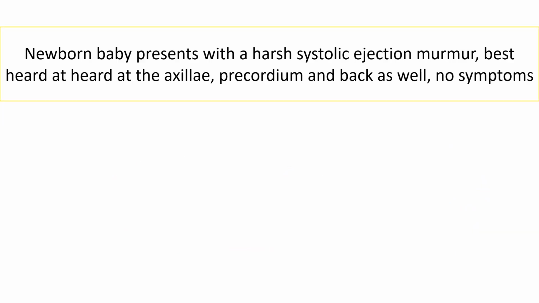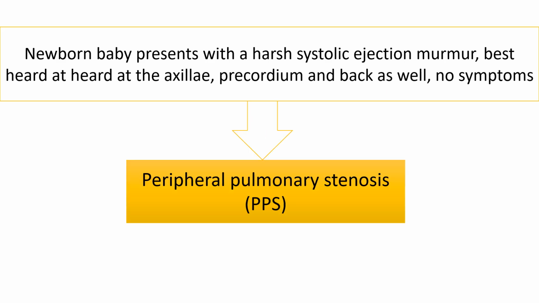A newborn presents with a harsh systolic ejection murmur, best heard at the axillae, precordium, and back as well. No symptoms. What is the most likely cause? Peripheral pulmonary stenosis. This is common, very benign, and usually self-limited and disappears within few months after birth. Requires reassurance. However, this condition can be associated with Williams syndrome, Alagille syndrome, and Noonan syndrome.